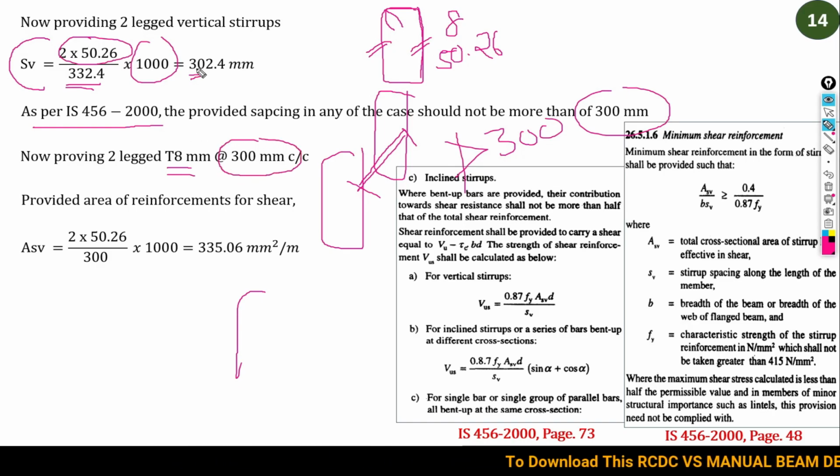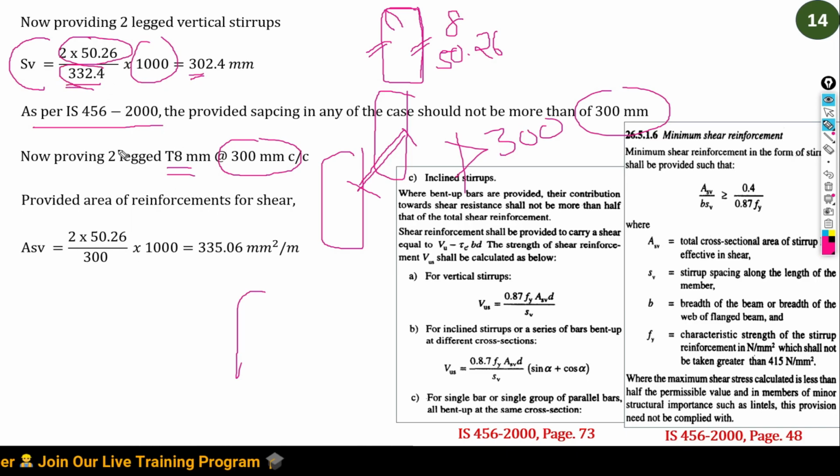That's why, if you are going to close the bars, obviously the area will increase. So I am going to do the calculation: unit area 2 times 50.26 divided by, last time we had taken 332.